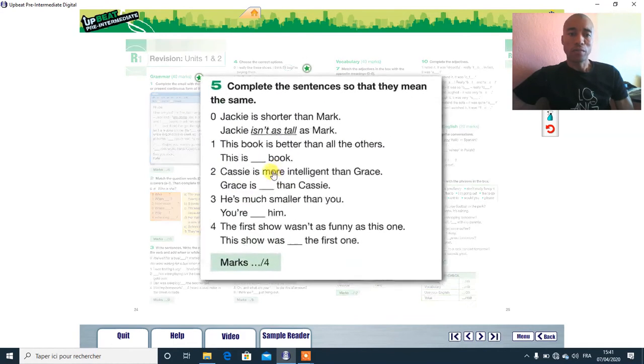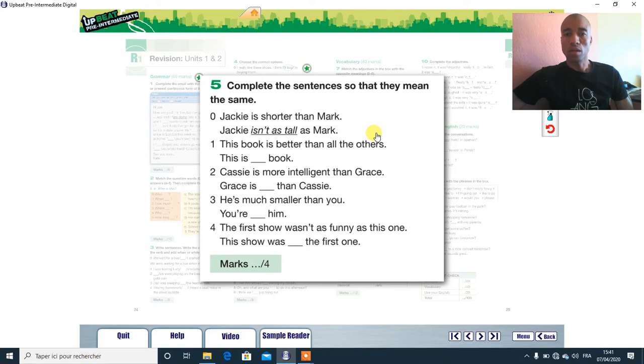Next 5, we have complete the sentences so that they mean the same. So here we have Jackie is shorter than Mark, and Jackie isn't as tall as Mark. So this is the lesson about comparative and superlative forms, right? But this exercise is only about comparative. Okay, fine.